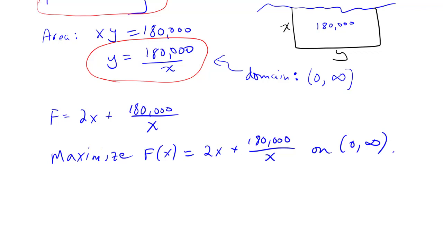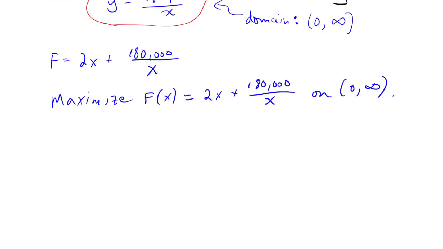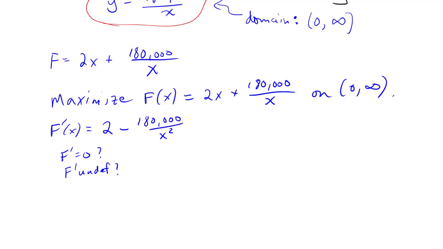And to do that, that's the whole take a derivative, chart the derivative, etc. So that's what I'm going to do. I'm going to take f prime of x, which would be 2 from 2x, the derivative, and the derivative of 180,000 over x would be minus 180,000 over x squared. All right, and I'm going to ask, when is the derivative equal to 0? When is the derivative undefined? When the original function was defined?